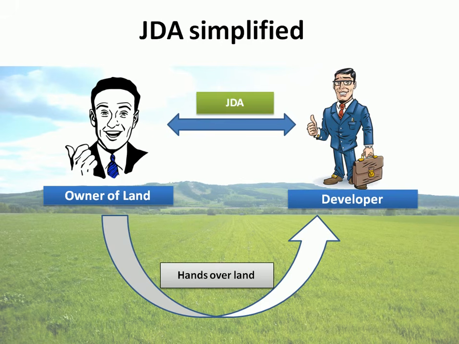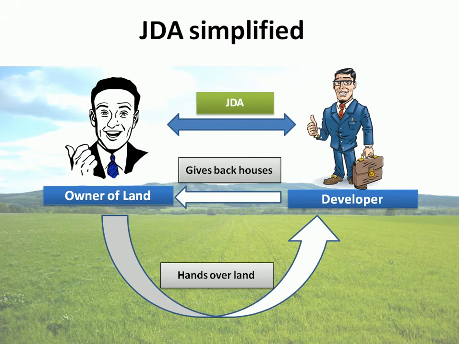Under the JDA, the owner of the land hands over the land to the developer for the purpose of development. In return, the developer develops the property and gives back the land along with the houses that he has built on the land. In a typical transaction, the owner of the land should pay the developer for the construction in cash. However, in a JDA, it does not work this way. So what are the benefits which are available under a JDA?